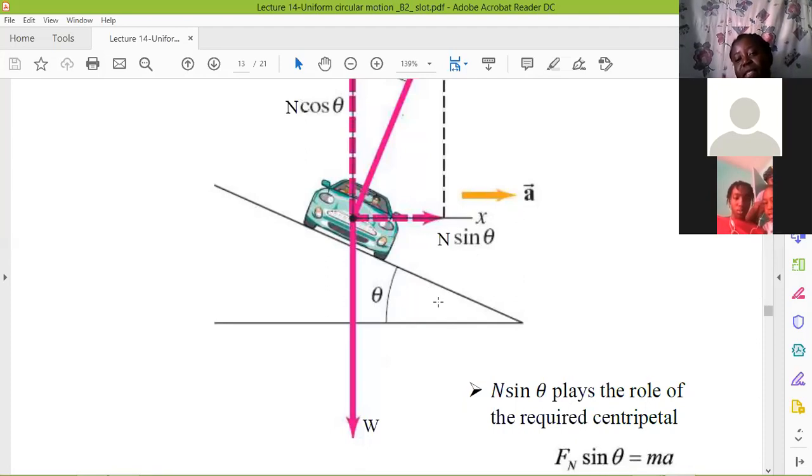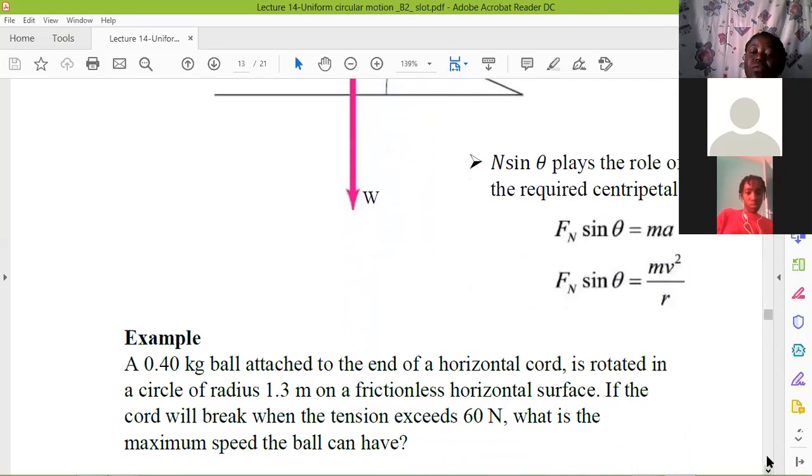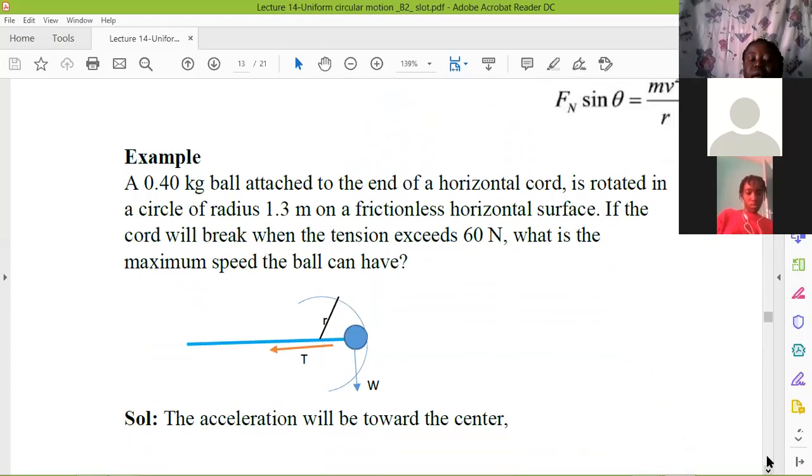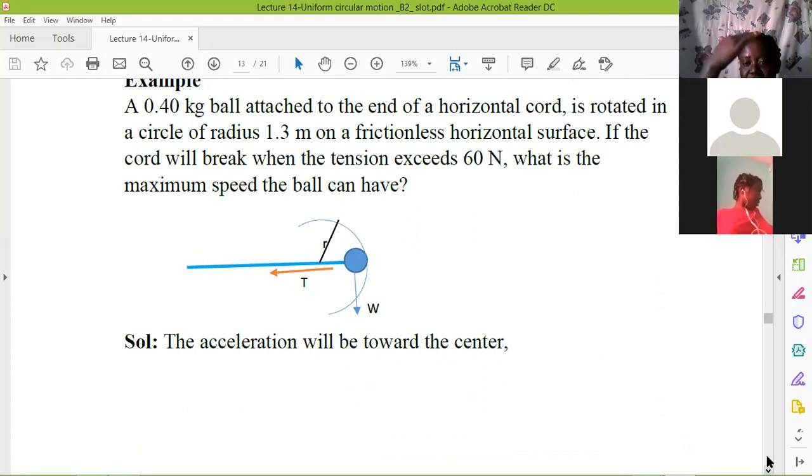This is the one which plays the most important role for this object to move in circular motion. If we sum up, the force acting towards the center here is the normal force times the sine of the angle, which is equal to the mass times the acceleration. This is the most important force that lets the object move in circular motion. That is only true if you have an object moving on a banked curve, so it's making an angle.